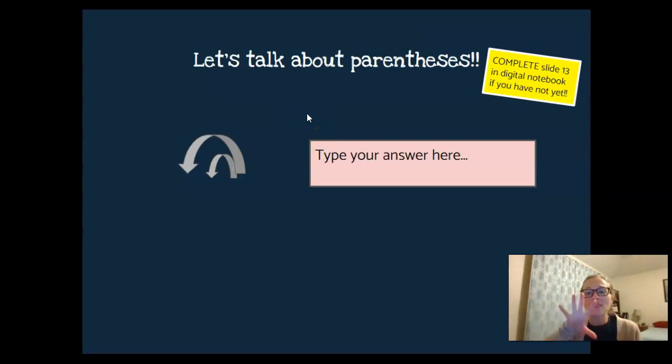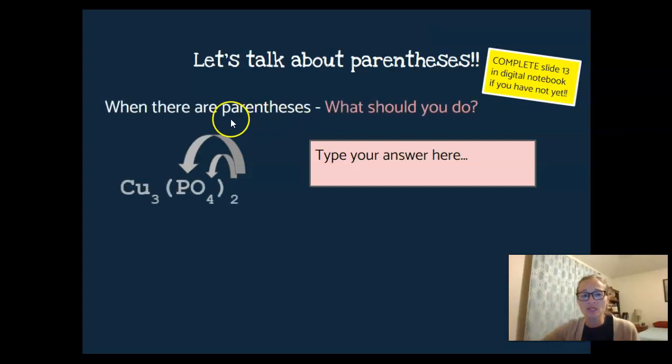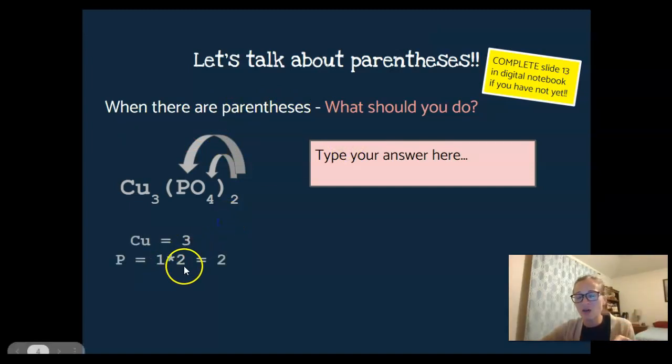Let's talk about parentheses. This is slide 13 in your digital notebook. Most of you did not do this yet, okay? So when you use parentheses in a chemical formula, you have to distribute what is outside the parentheses to everything in the parentheses, right? So this 2 has to go to the O, and it has to go to the P. I need you to type in your digital notebook an answer to that question. When there are parentheses, what do you do? It's basically written out for you on this slide. You have inside and outside, inside and outside.